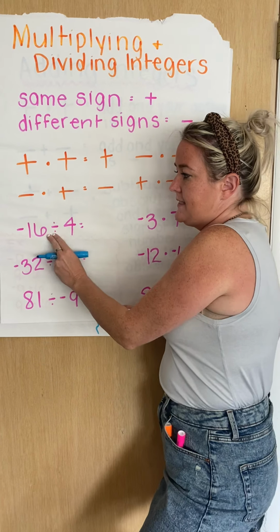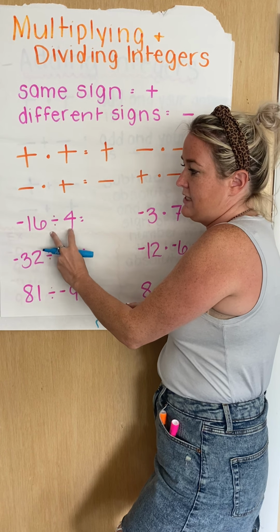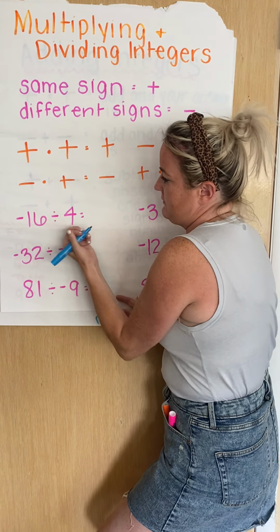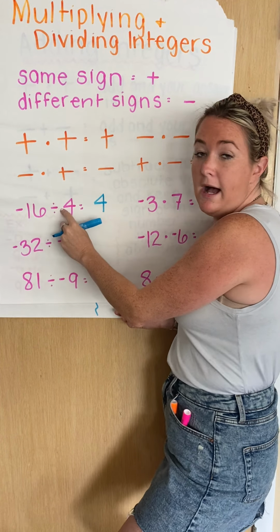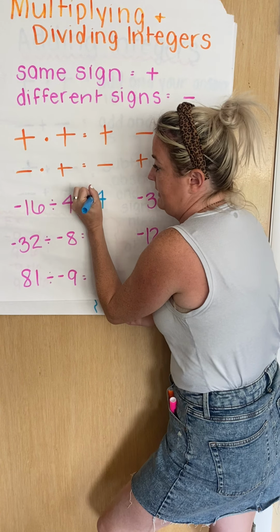So I have negative 16 divided by 4. So I see that my signs are different. So I divide first. I know 16 divided by 4 is 4. And then I go back and I look at my sign. So I have a negative and a positive. So my signs are different, so it's going to be negative.